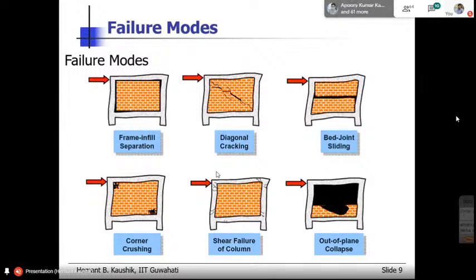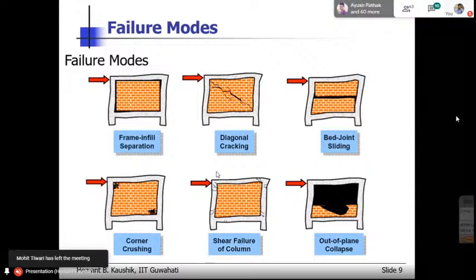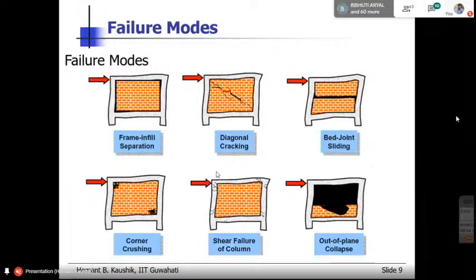But the interesting point is these failures do not occur as individual failures. We always see a combination of all these failures. So if someone asks you to design a frame for diagonal cracking only, it's not the right way to design it because it depends on many other parameters, many other factors on which the final failure mode depends. So we have to actually design for all possible failure modes, considering everything.